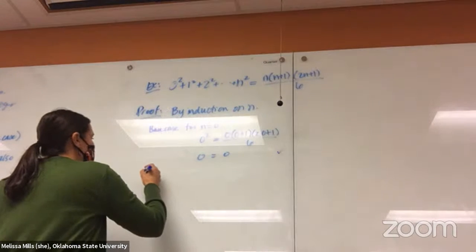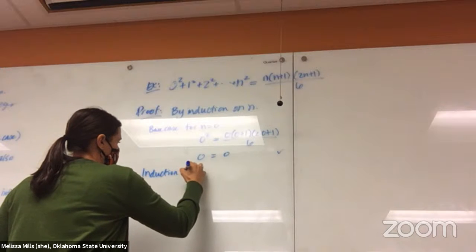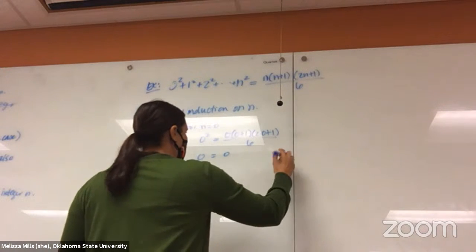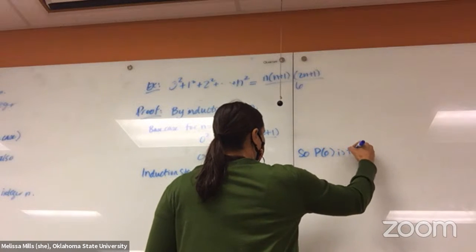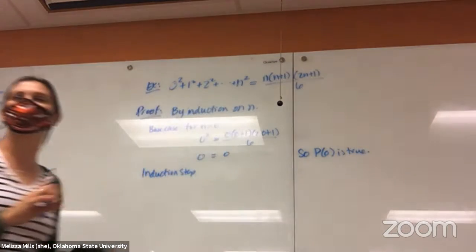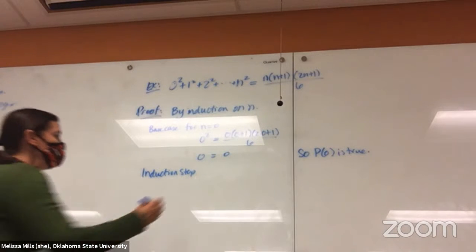But then the induction step. If you want to be better than a check mark, we can say P sub 0 is true. That looks a little more formal than my check mark. Okay, good. Then the induction step.